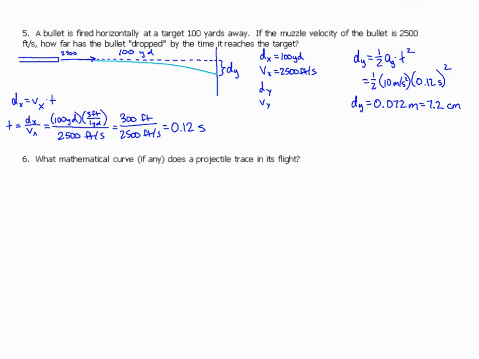If you wanted to change it to inches, you could. If you wanted it in feet, that'd be okay. But unnecessary conversions, it's really unnecessary.